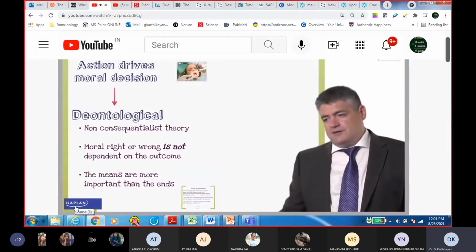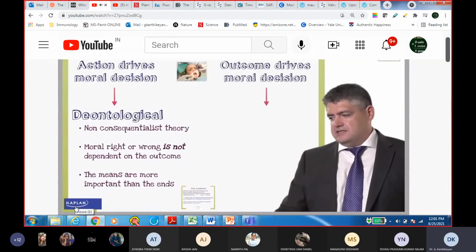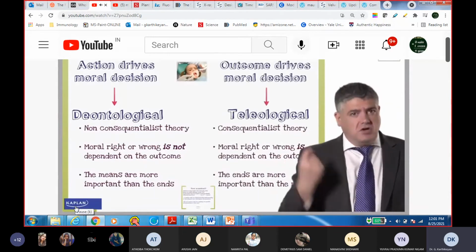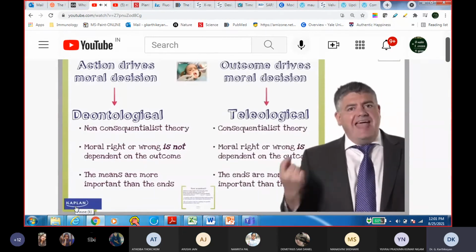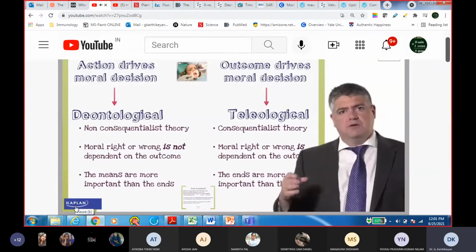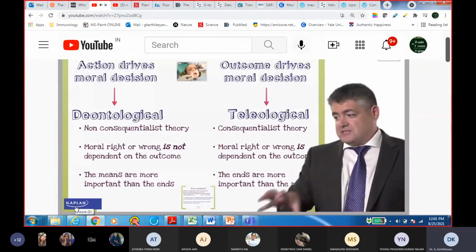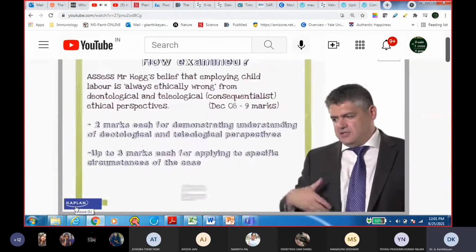If we look at the other side of the fence, where the outcome drives the moral decision, that is teleological. That is a consequentialist theory. The ends are more important than the means. It's the outcomes which drive whether an action is moral or not. And that's deontological and teleological.